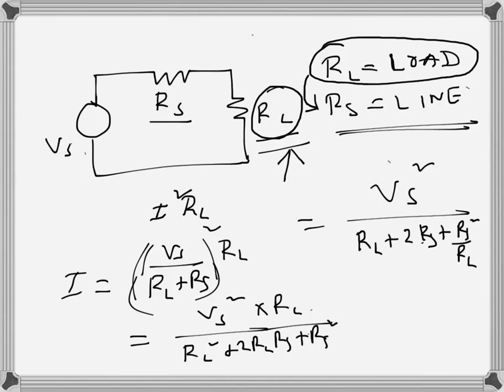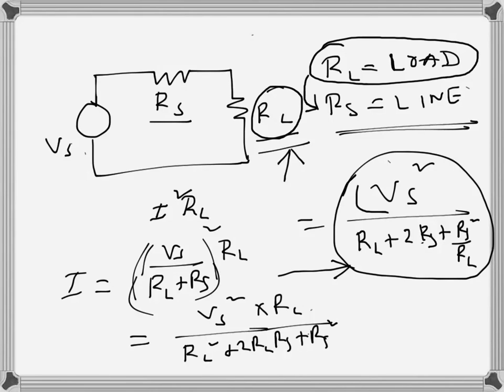Now what we need to find is the maximum power. Since Vs is a fixed supply voltage, it is constant, so the whole term will be maximum when the denominator is minimum. So we need to find the minimum value there.